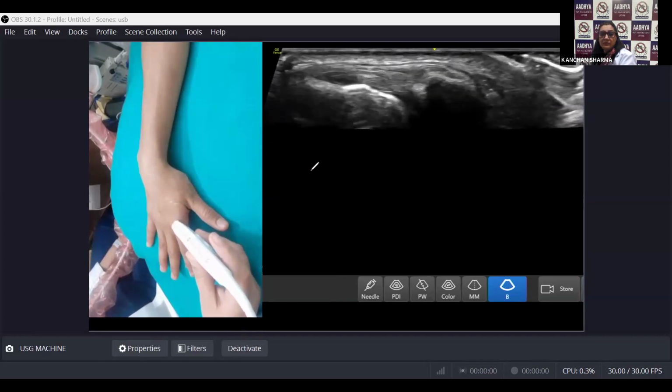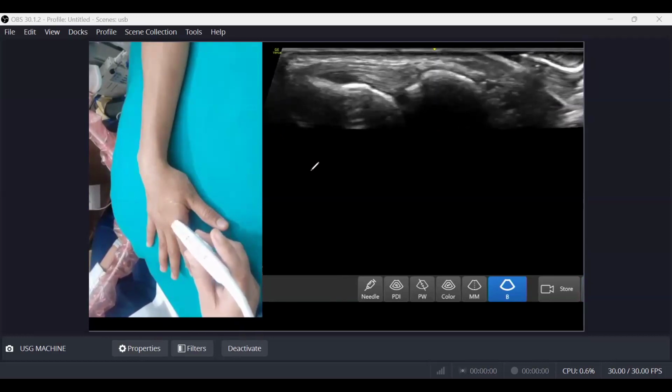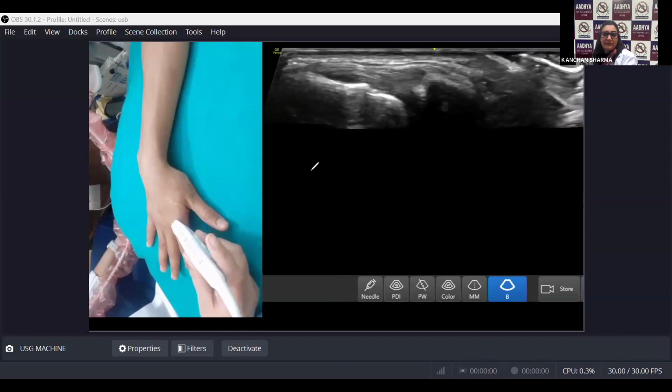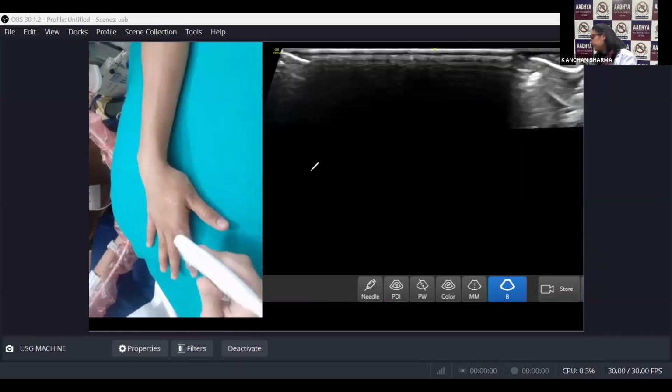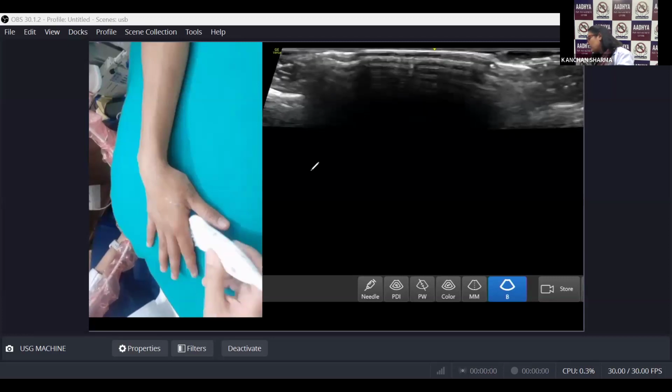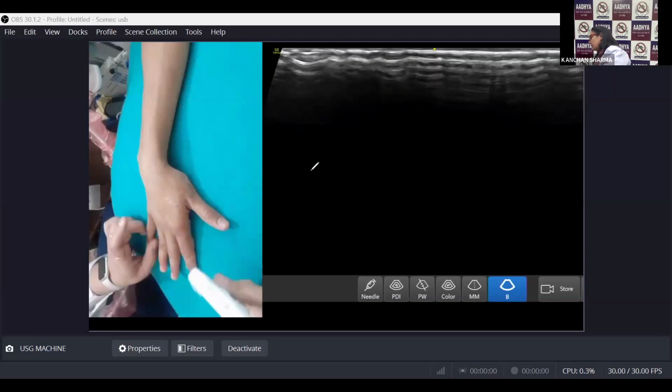Is it fine now? Are you able to appreciate? Yes, ma'am. Fine. See the fibrillar pattern, so nicely it is seen. Got it? Now you can toggle and see the whole of this fibrillar pattern. So that was about the fingers. Now we'll go to the thumb.